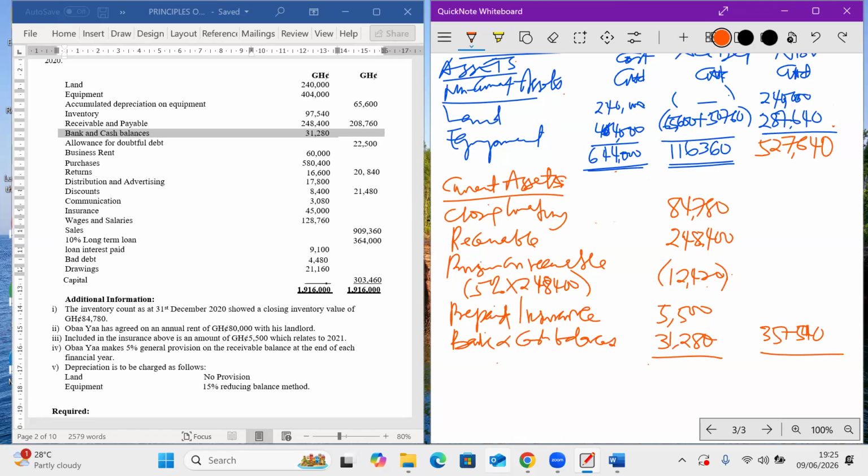So we add. Why? We want to find assets. Assets have two categories, the non-current assets and the current assets. So when we add both of them, they will give us the total assets. So we have to add, don't subtract. What do we have? 885,180. This is called total assets. So we write here total assets.